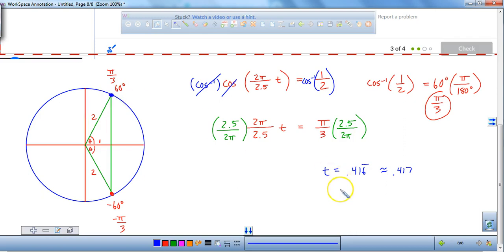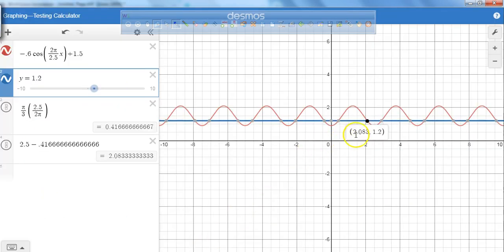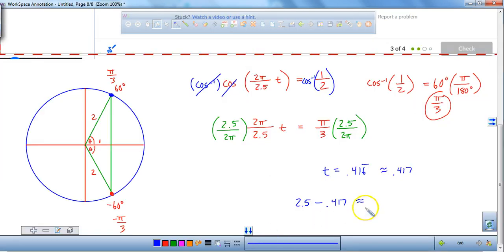All right. Now our period happens every 2.5 seconds. So if I take 2.5 seconds and take away that 0.417, that gets me my second answer, which is 2.083. So 2.08.